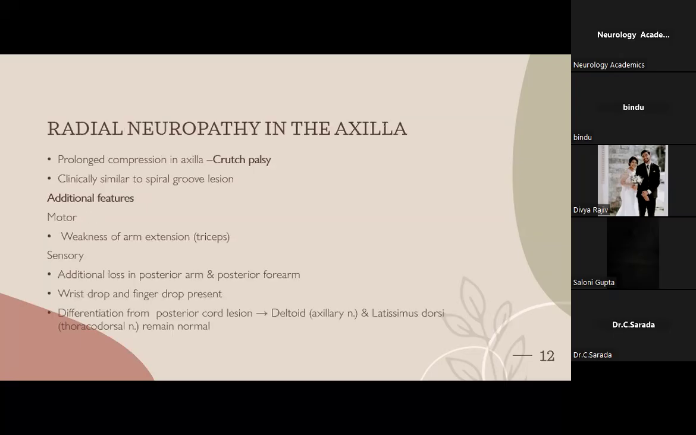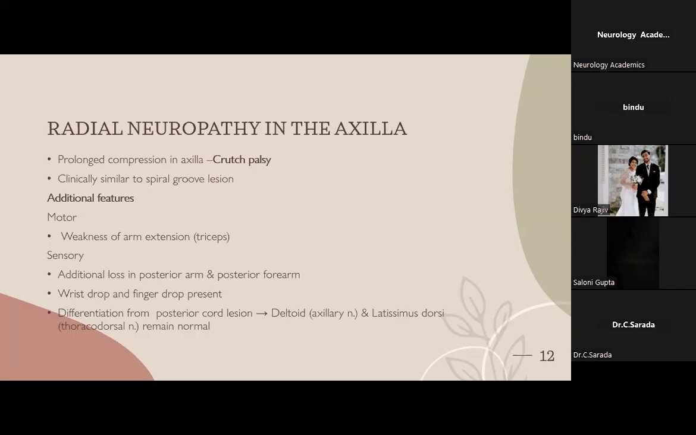Coming to radial neuropathy in the axilla. It is similar to the spiral groove lesion. The most common etiology is prolonged compression in the axilla, usually seen in crutch palsy. In patients using crutches, there will be compression at the axilla. As an additional feature, there will be weakness of the triceps, because the muscular branch to the triceps is given above the level of the spiral groove. So there will be additional weakness of arm extension. Arm extension, finger extension, and wrist extension will be weak.